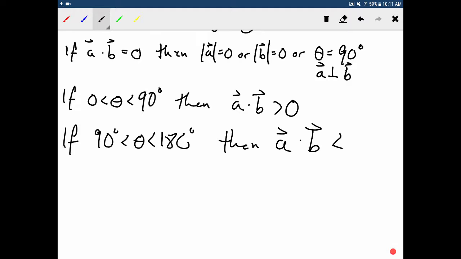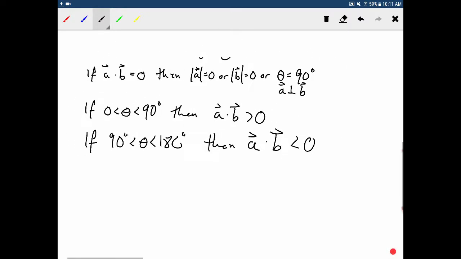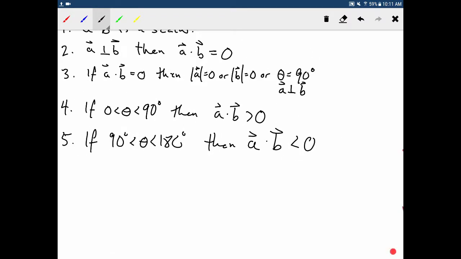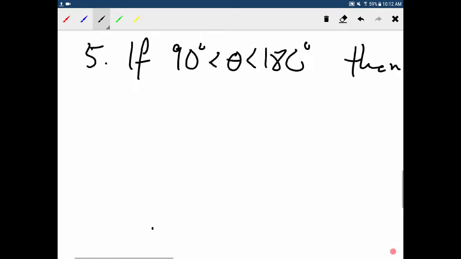Anyway, you're going to get a negative number for a dot product. And again, that makes sense because cosine of angles between 90 and 180 will be negative. And since both magnitudes will always be positive, that's all that matters in that case.